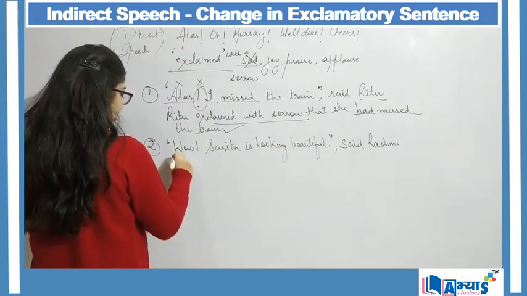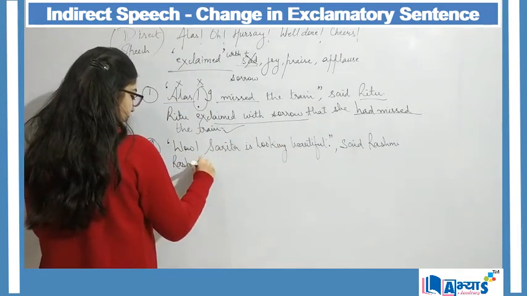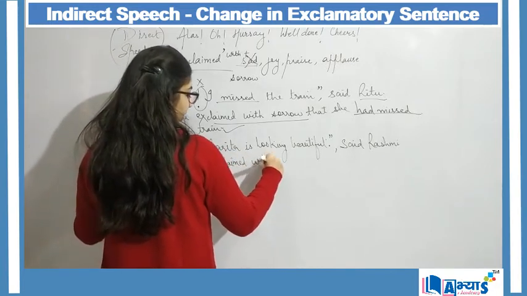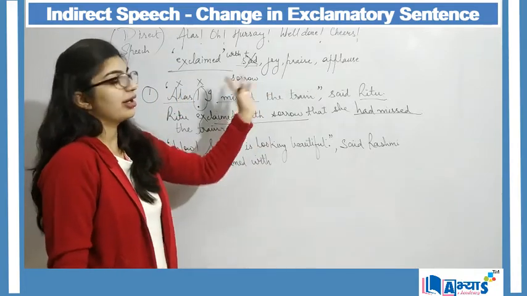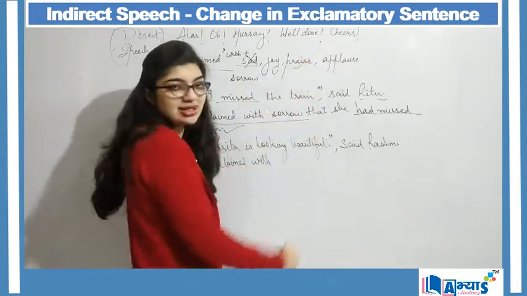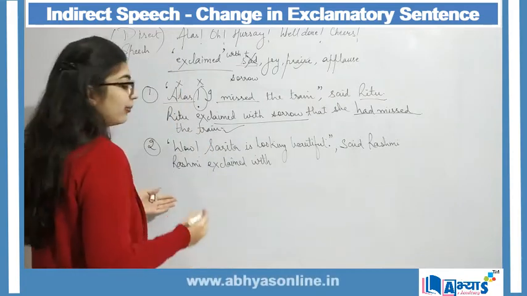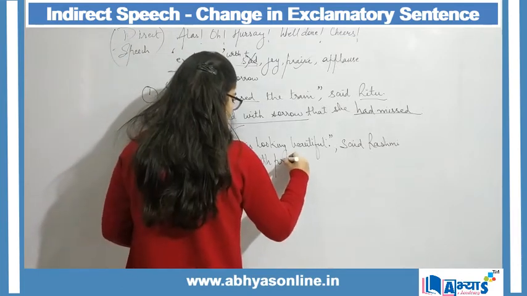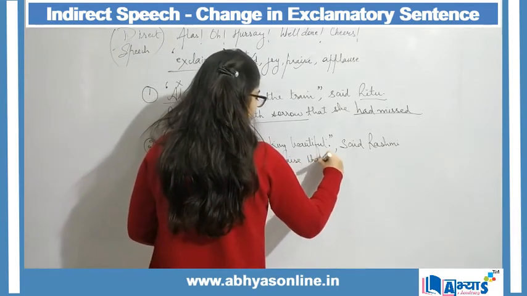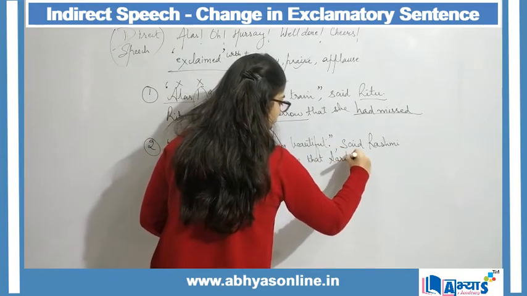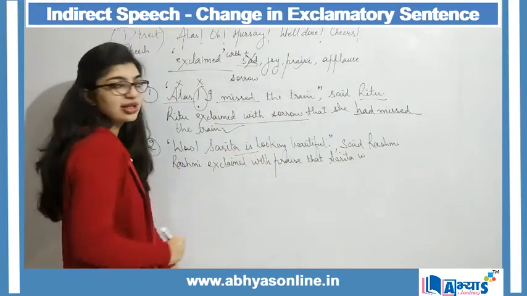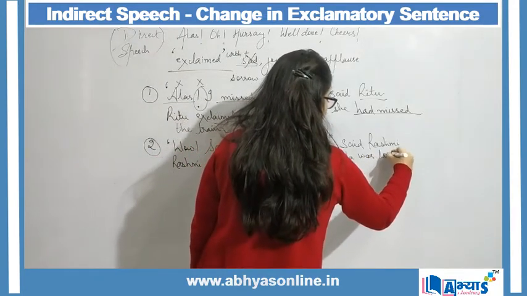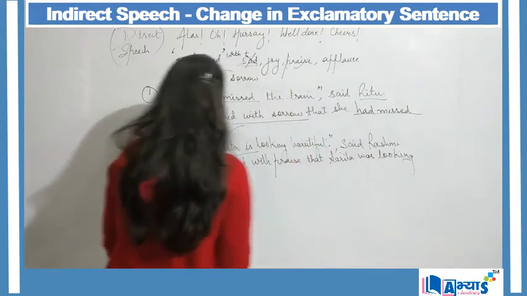I will say Rushmi exclaimed with, now here out of these expressions I will use praise because I am praising someone, I am complimenting someone. So Rushmi exclaimed with praise that Sarita was, now is changes to was. Sarita was looking beautiful.